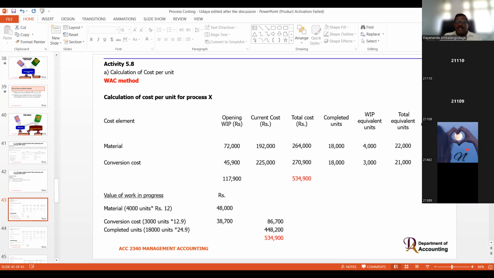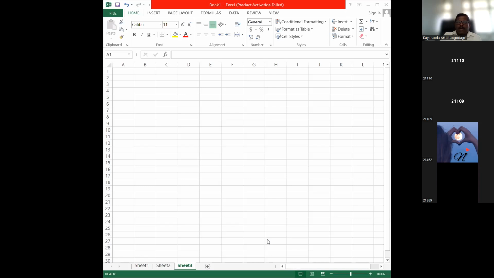Can you see my Excel sheet now? Just tell me whether you can see the Excel sheet. No, okay. Then stop sharing, then screen share it. Excel sheet. Right. I hope that you all can see the Excel sheet now.